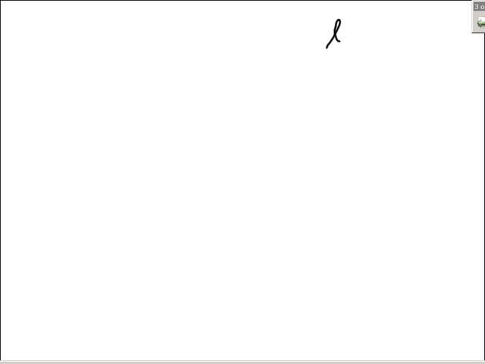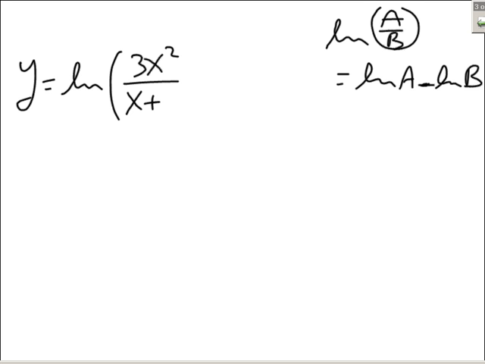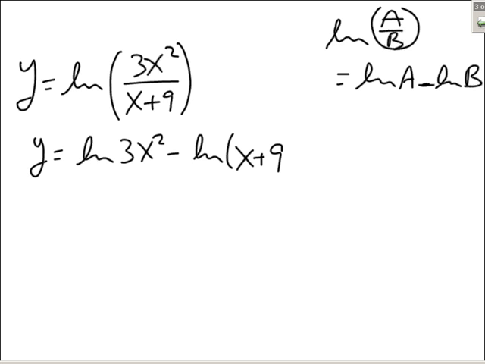Remember, with logs, ln of A over B is ln of A minus ln of B. So if you have a quotient, you don't have to use the quotient rule anymore. You use the subtraction rule. So if you're told that y is equal to ln of 3x squared over x plus 9, you should rewrite this as ln of the numerator minus ln of the denominator.